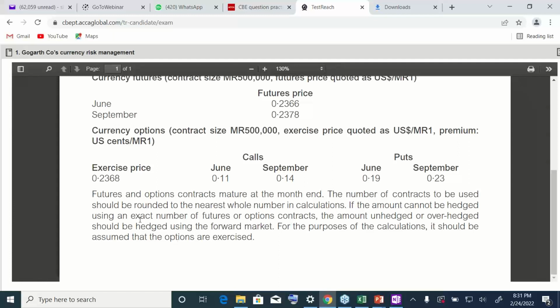If the amount cannot be hedged using an exact number of future or option contracts, the amount unhedged or overhedged should be hedged using the forward market. So guys, you have to take care of the unhedged amount. For example, if the number of contracts is 20.2 and you are taking 20 contracts, you have to hedge that 0.2 contract as well using the forward contract. For the purpose of the calculation, it should be assumed that options are exercised. Remember, in currency, the option will always be exercised because closing spot will not be given, so you will always be assuming that the option will be exercised.